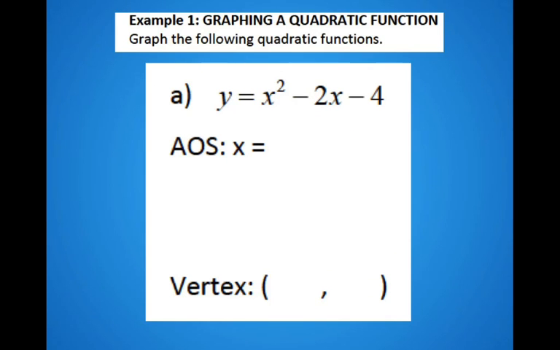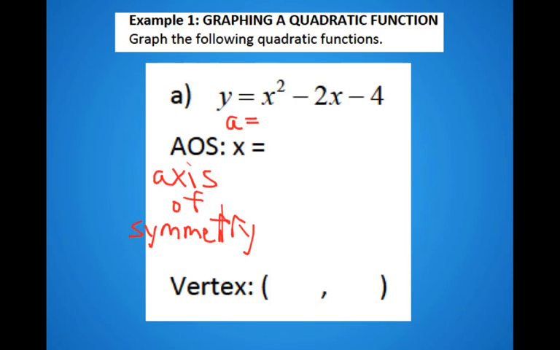Okay, so let's get into an example. So graph the following quadratic function. So first, the AOS, that's just the abbreviation for the axis of symmetry. It's the equation of the axis of symmetry. Okay, so negative b over 2a. So first identify what your a is. So the a is the number that's in front of the squared term, the coefficient. So a is 1, b is negative 2, and c is negative 4.